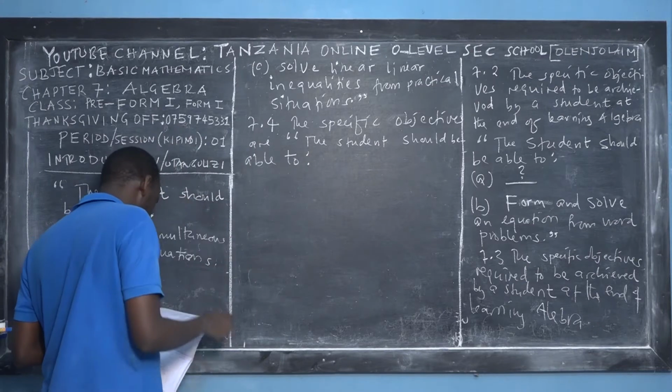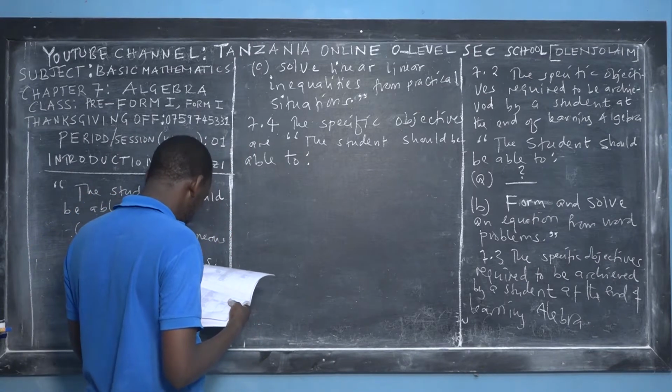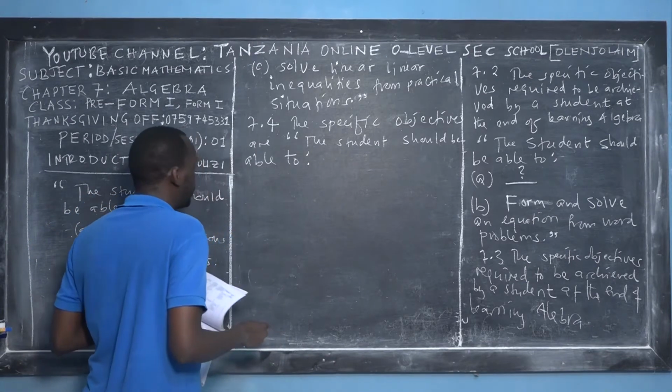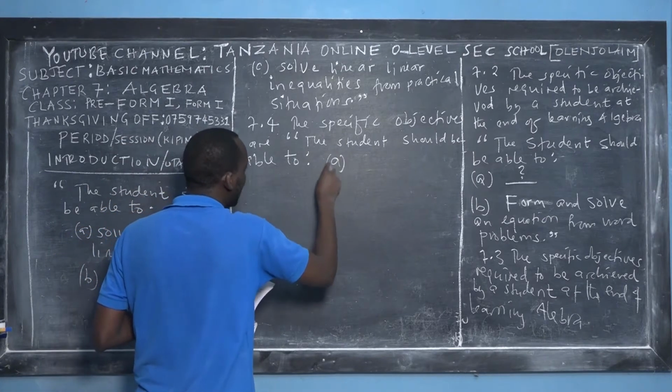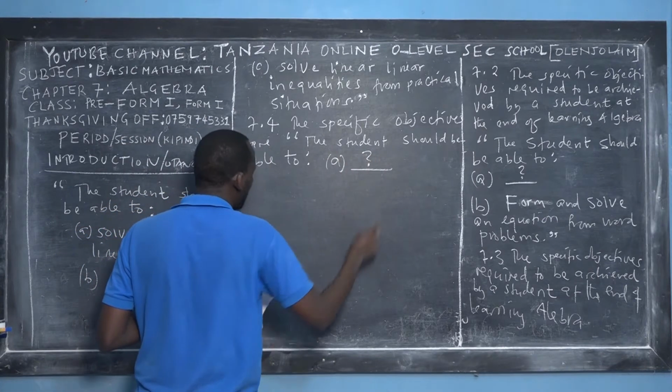Do what? How many specific objectives are there? Two. So I leave the blanks, fill them when you get this book.